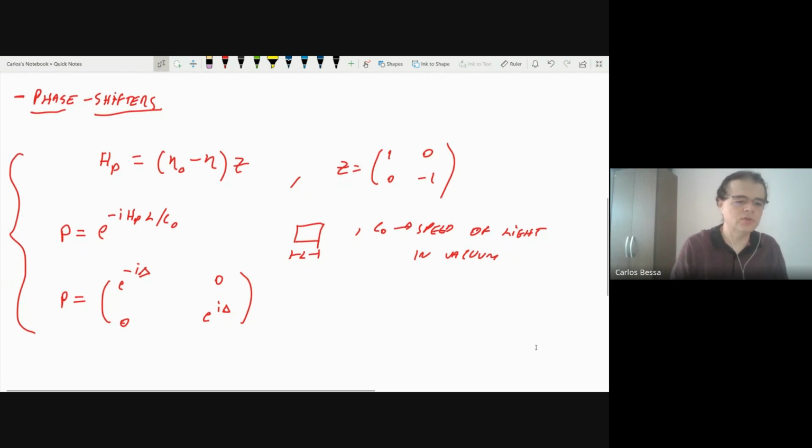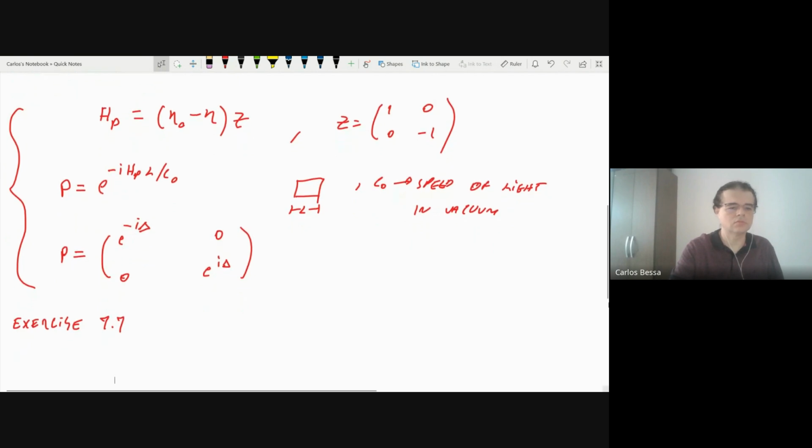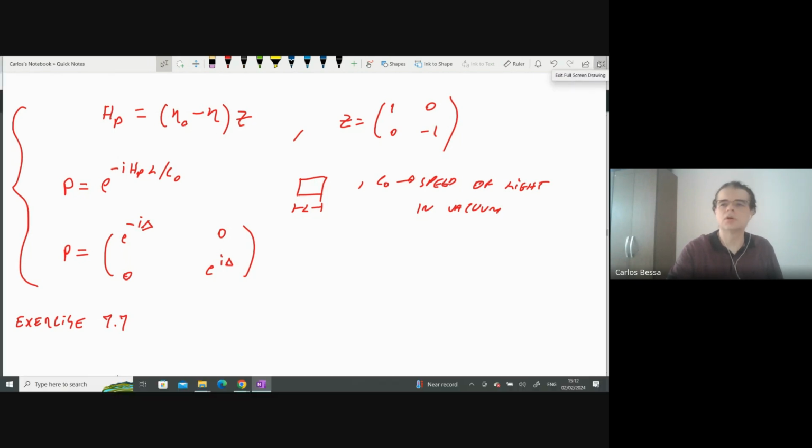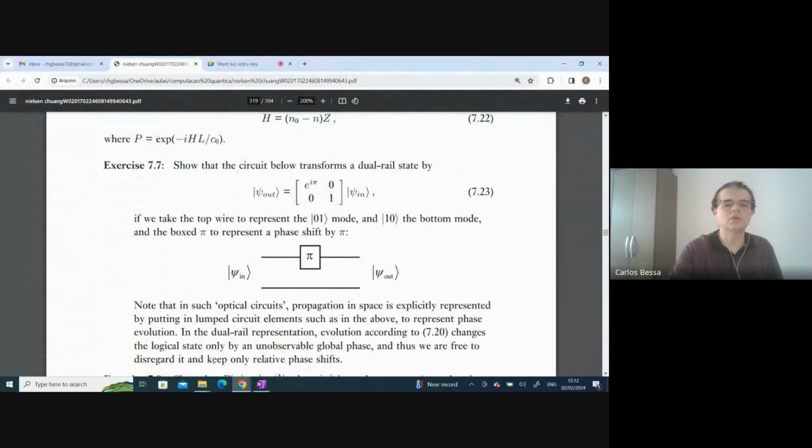And one application is here in Exercise 7.7. Well, I'm not going to write everything, so let's just read this exercise in the book. It asks us to show that the circuit below transforms a dual rail state by this matrix. The top wire represents the 0,1 modes, the bottom one the 1,0 modes, and this box represents a phase shift by pi.